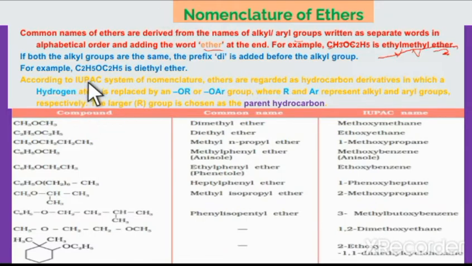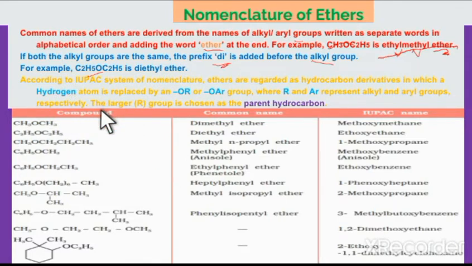If both the alkyl groups are the same, we need to use di before the alkyl group. For example, C2H5OC2H5 would be diethyl ether. Diethyl ether is the name of this compound.